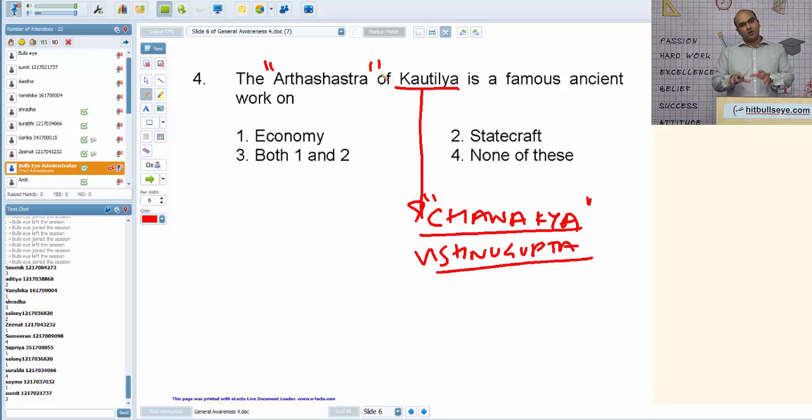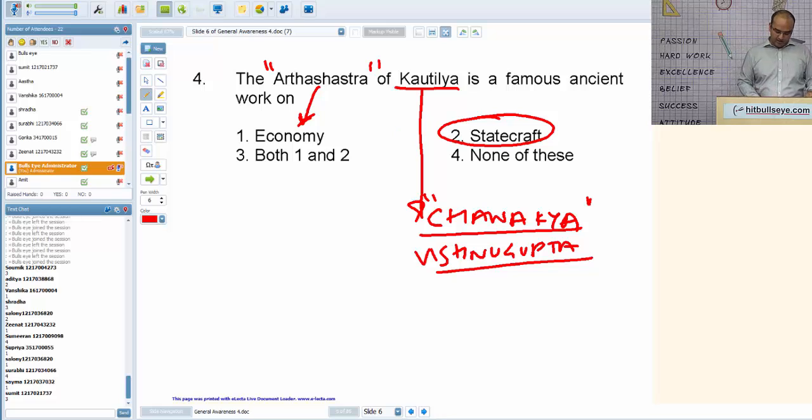Arthashastra in modern Hindi translates into economy, right? So economics textbooks in Hindi are titled Arthashastra. However, in Kautilya's Arthashastra, the main topic of concern is statecraft or realpolitik. Okay, next.